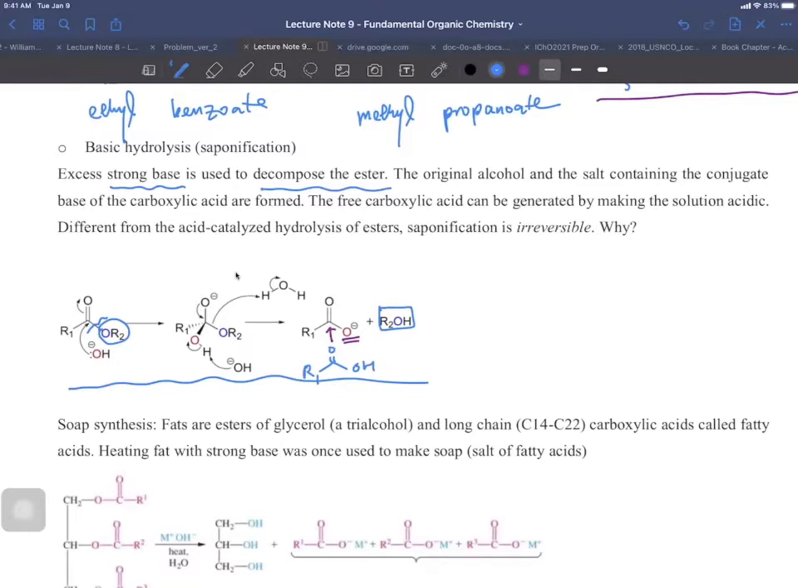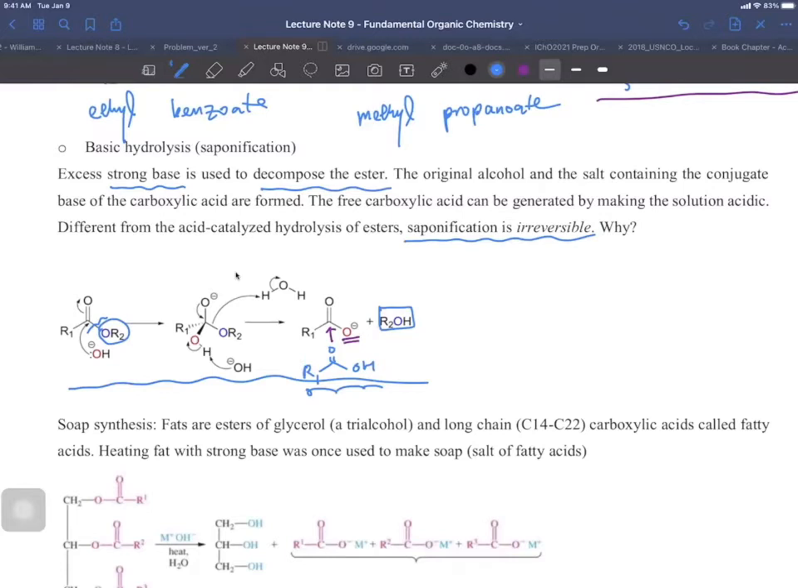So there are two differences. The first one is the acid is further neutralized. The second one is because the acid is neutralized, the reaction is not reversible anymore. So the saponification, basic hydrolysis of esters, is irreversible because the conjugate base is away from the system. So this is how it is different from the acidic hydrolysis.